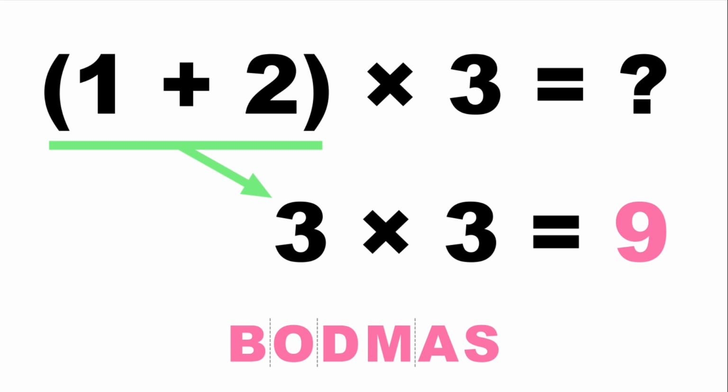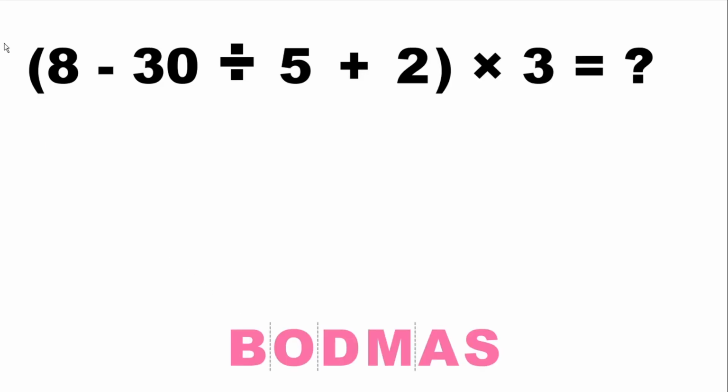So I think we're getting the hang of this now, so let's have a look at a slightly more difficult example. So all in brackets, 8 minus 30 divided by 5 plus 2, all of that times 3 equals something. So let's consult BODMAS again. B for brackets, yep, there are brackets in this calculation, so let's do the stuff inside the brackets first. So 8 minus 30 divided by 5 plus 2, here we actually have to consult BODMAS again because we've got a mixture of different operators here.